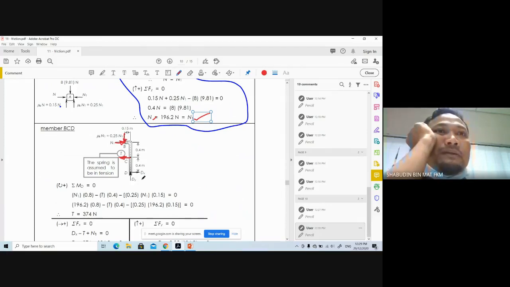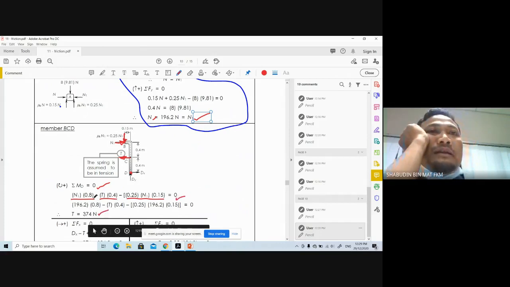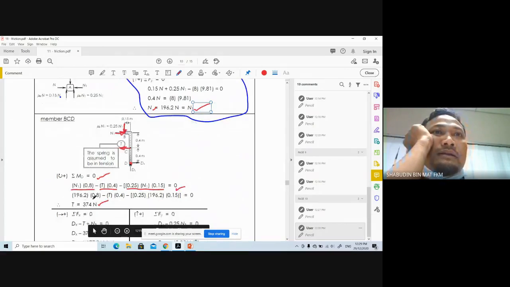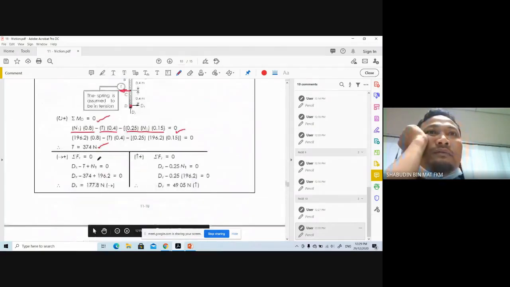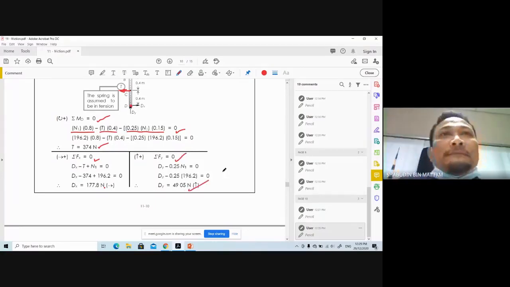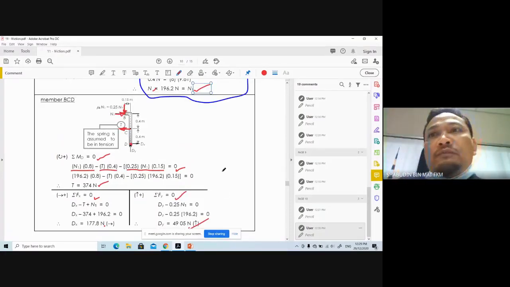It's so simple. Taking the moment at point D equal to 0, you have N1 multiplied by 0.8 minus T multiplied by 0.8 equal to 0, and you can get T. Then summation of force in x equal to 0 gives you Dx. Summation of force in y equal to 0 gives you Dy. Do that. Please practice it.